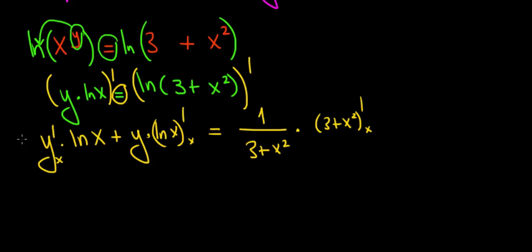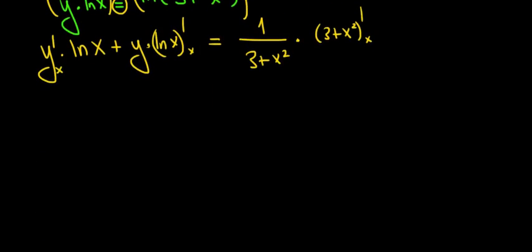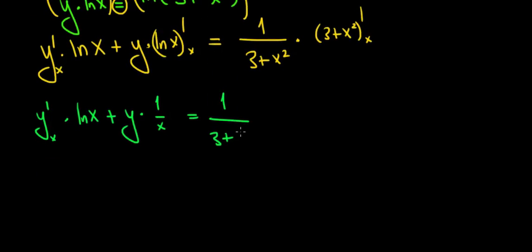So y derivative with respect to x, that's what we are looking for. So we'll keep it like that. y derivative with respect to x times ln of x plus y times, what is ln of x derivative? That's just 1 over x, equals 1 divided by 3 plus x squared times, what is the derivative of 3 plus x squared? That's just 3 derivative 0, and x squared derivative is 2x, so it's just 2x. Okay. Let's take this term on the other side.